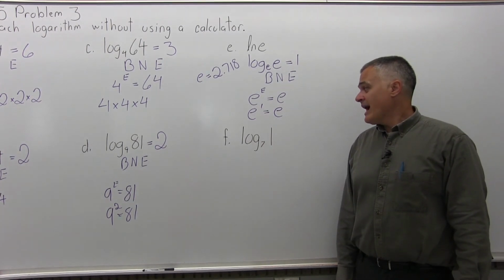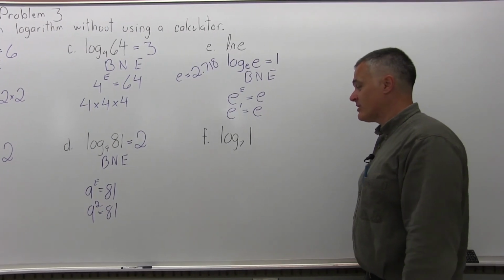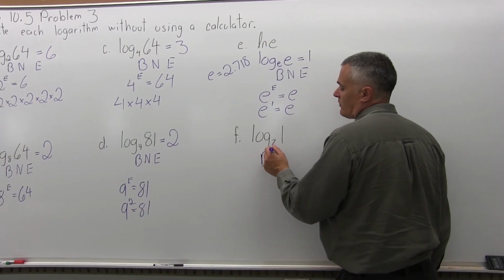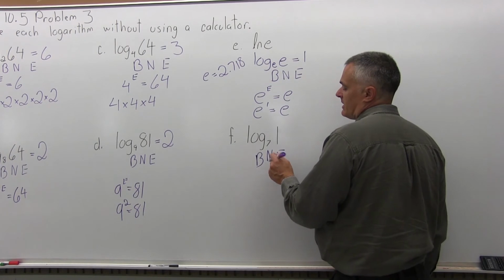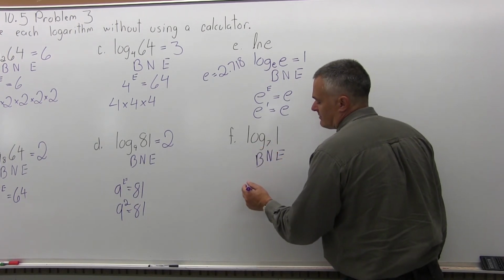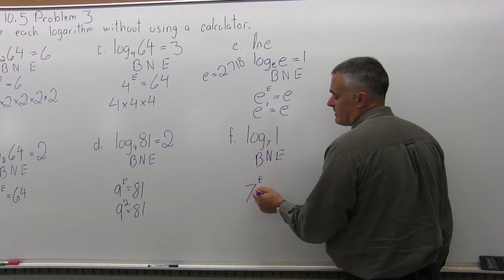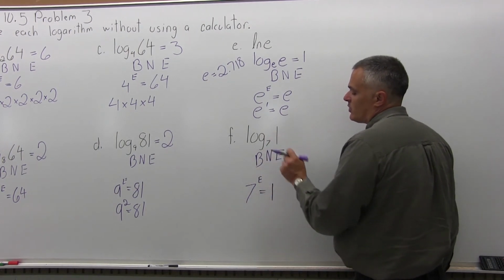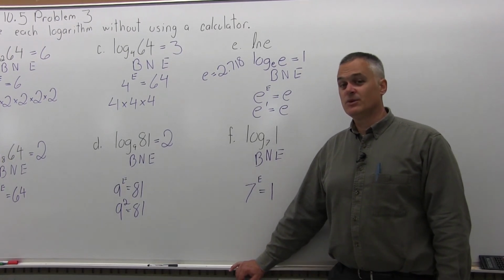And finally, part F, log base 7 of 1. What's that without using a calculator? Well, again, in its log form, it's Benny, b-n-e for base, number, exponent. The base is 7. The exponent is unknown, so I'll just leave an e for exponent, equals, and then the number is 1. So 7 raised to some sort of an exponent equals 1.